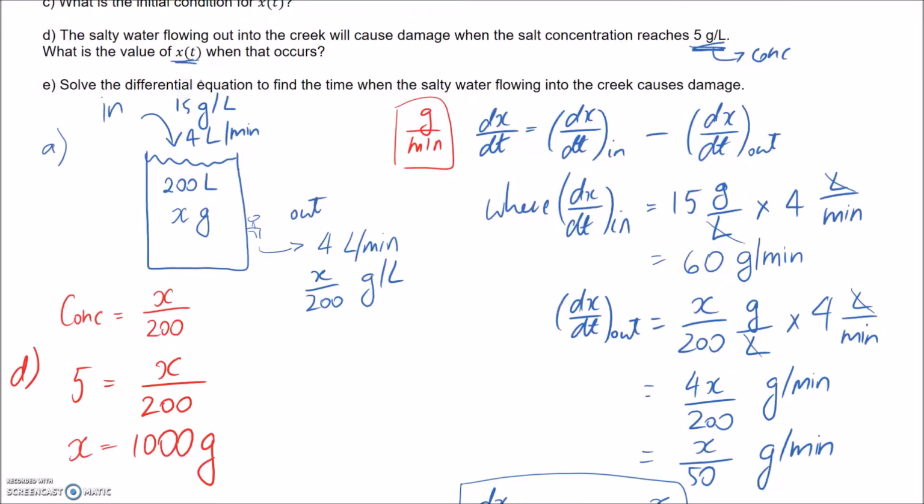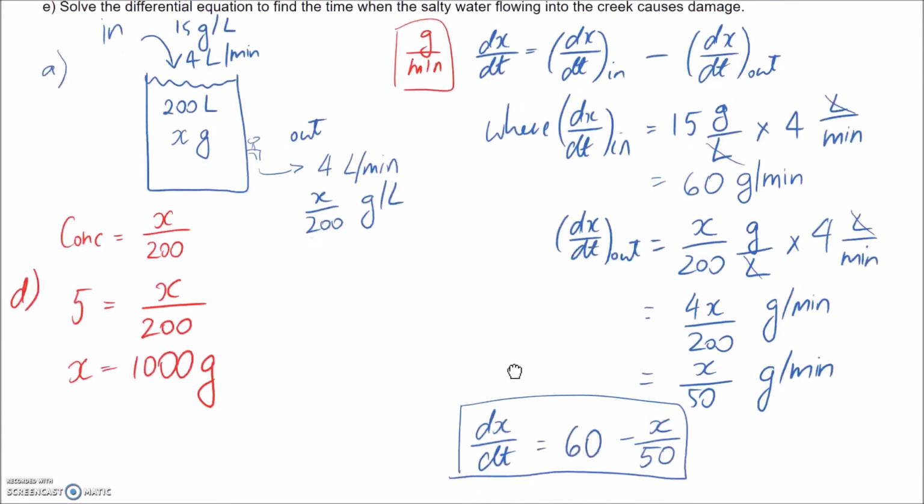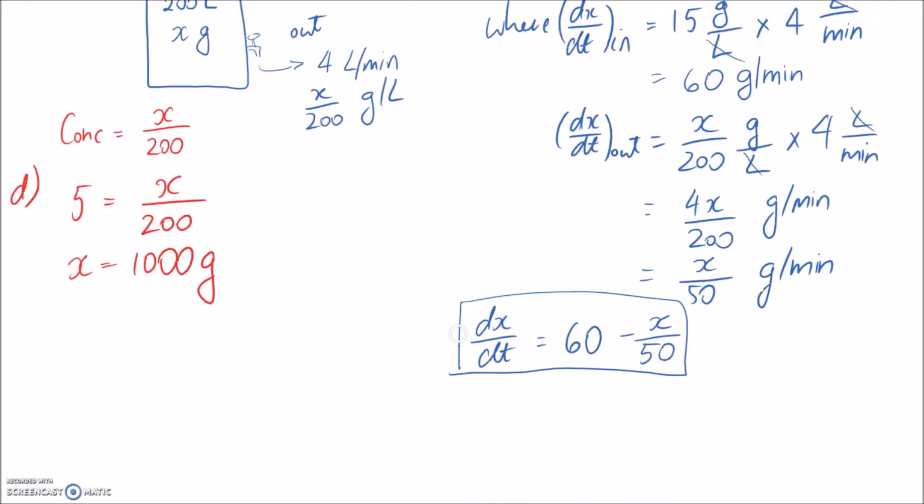So the last bit here is to solve the differential equation to find the time when the salty water flowing into the creek causes damage. Alright, so this is where we get a little bit involved. What I'm going to start off with is solving this for the general solution. Once we've got that, we'll apply our conditions in order to find the unique solution. And then we'll do the last bit, which is solving for the time when the concentration hits 1,000.